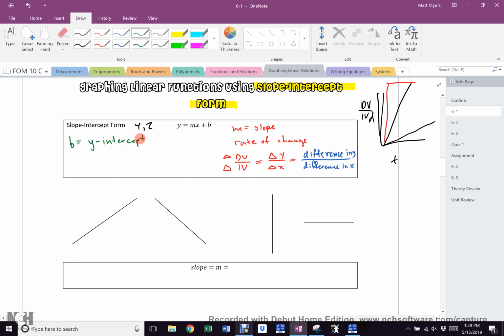That's okay, it'll catch up. Positive b equals a positive y-intercept. Negative b equals a negative y-intercept. It'll catch up in a second. Everybody cool?